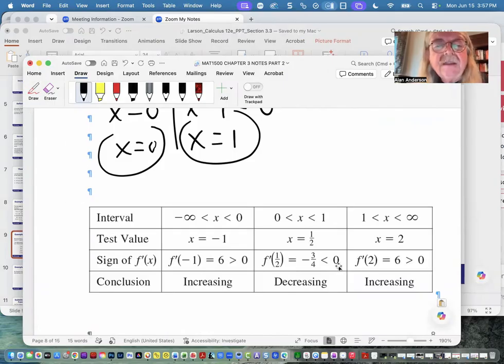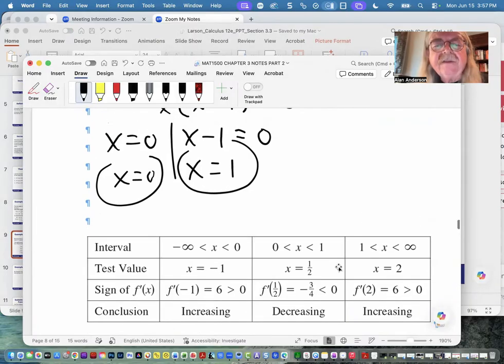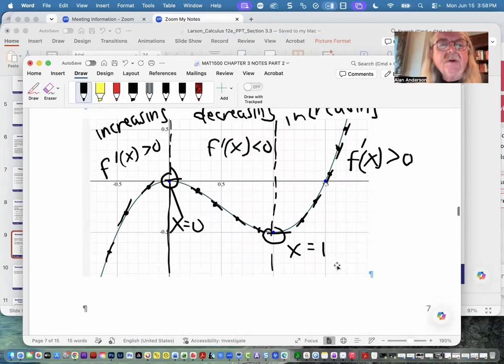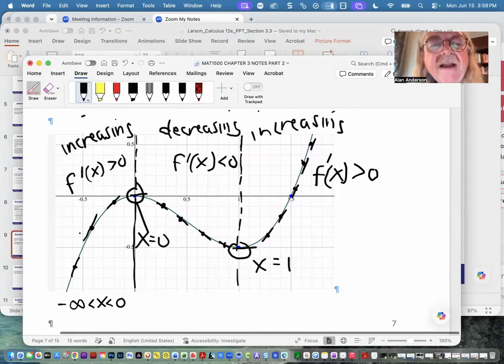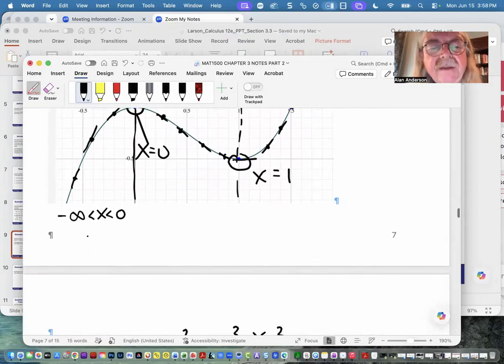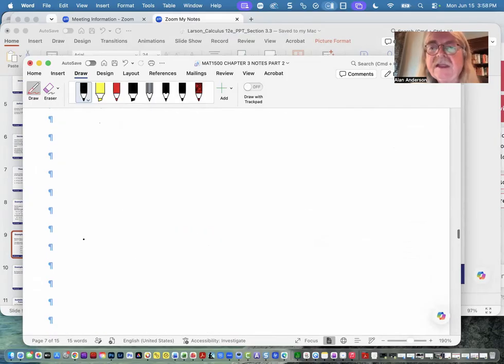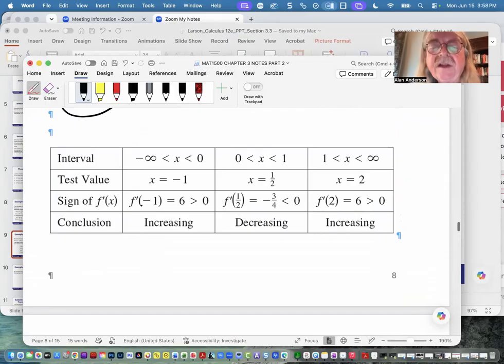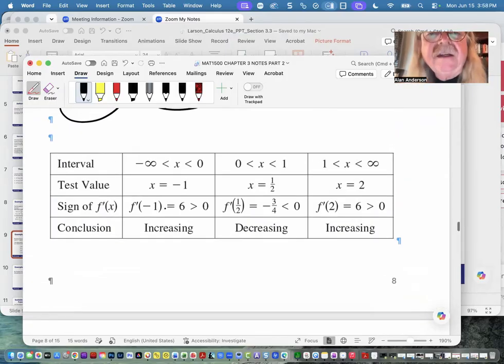And so in the interval from negative infinity up to 0, meaning this part here, they have us randomly pick the element -1, because we know that that's in the interval, although it could have been any number in that interval. And we evaluate the first derivative at that point, and it proves to be positive. Okay, so our conclusion is that the function is increasing in that interval.